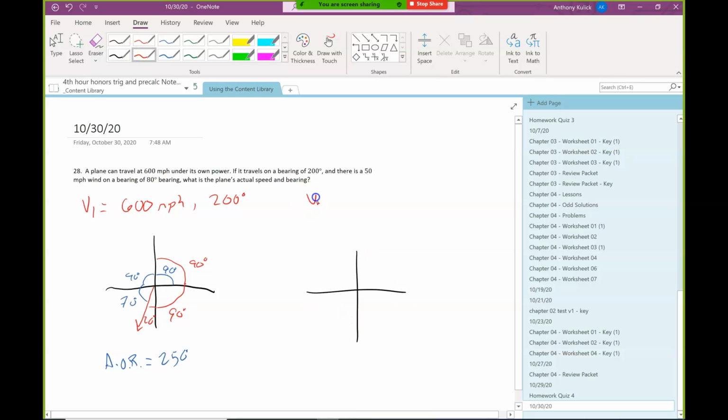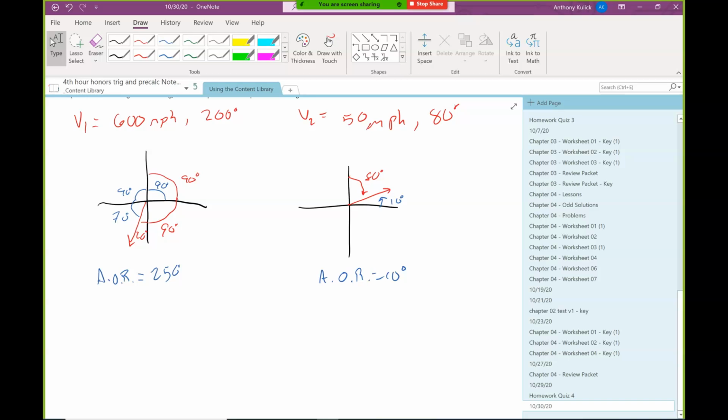So my second vector is this wind. Its magnitude is 50, and its bearing is 80 degrees. Again, I'm going to translate that bearing into an angle of rotation. And that one's super easy. The angle of rotation there is just 10. Okay with that? Okay. So I'm going to go ahead and resolve vector 1 into components.